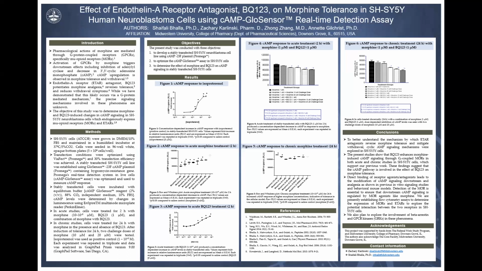So we will be continuing these cellular studies, and we are actually in the process of establishing flow cytometry assays, and we are optimizing these to assess and determine the expression of both the mu opioid receptor as well as the ETA receptor. The purpose of these current and ongoing studies is to look at the potential interaction between these two receptors in this particular cell line. Our future work will also include looking at beta-arrestin as well as GPCR kinases in these phenomena.